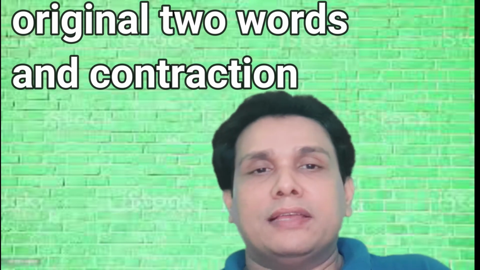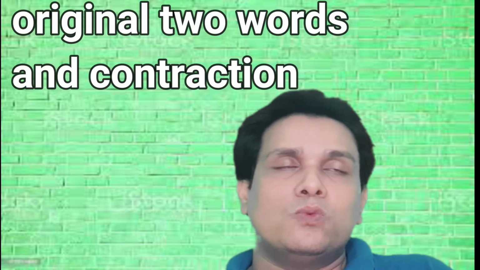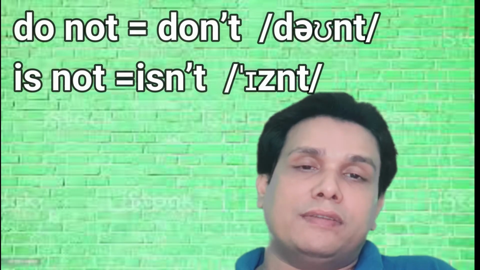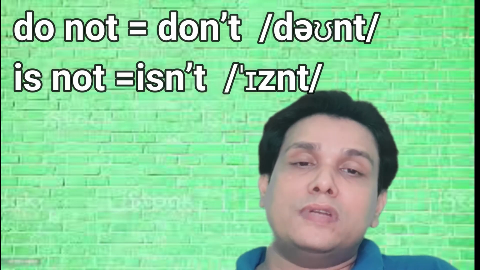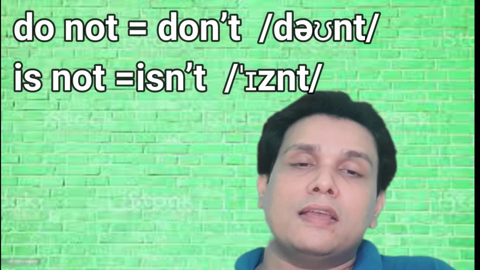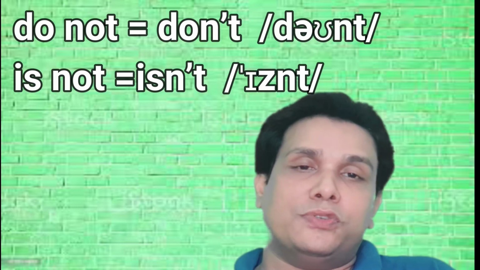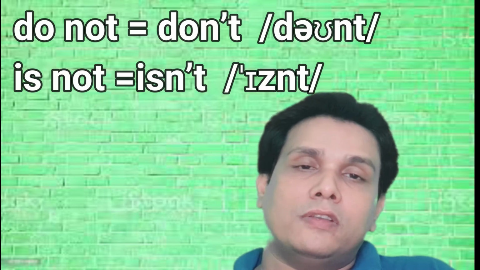Now I am uttering some of the original two words as well as the contractions. Please watch on the screen. If the original two words are do not, the contracted form is don't. The transcription has been given on the screen. So see on the screen carefully. Don't. The consonant sound d, the vowel diphthong o, the consonant sound n, and the consonant sound t have been used. So the pronunciation would be don't. I'm telling again, don't.